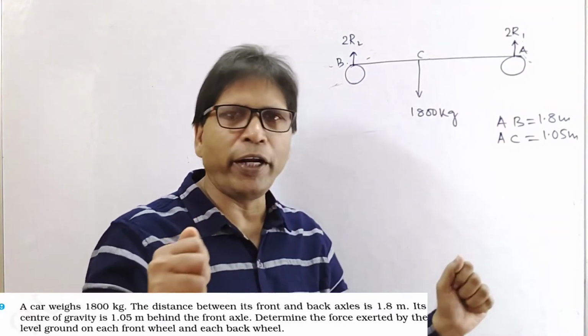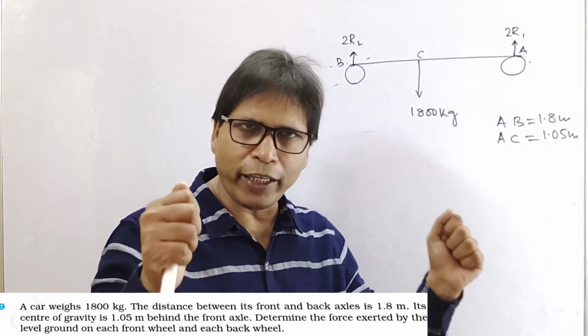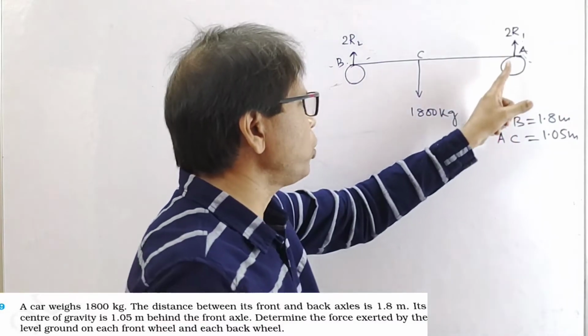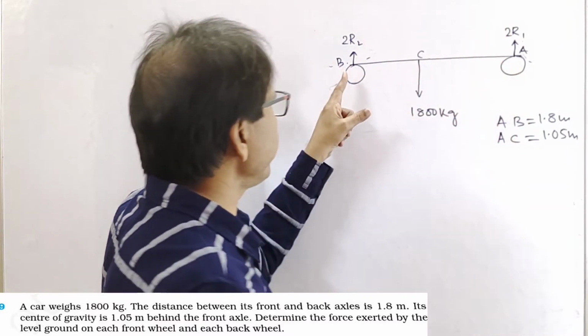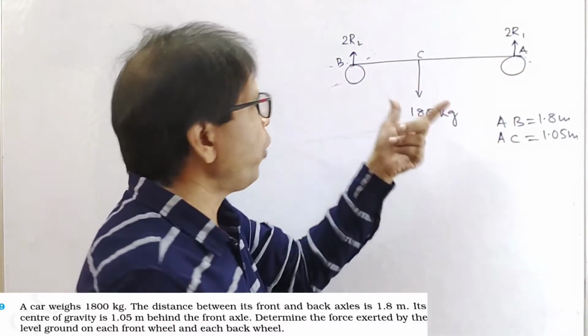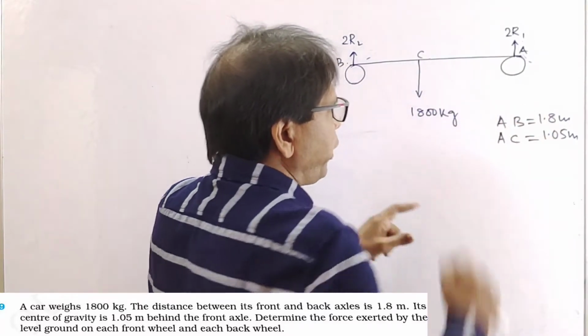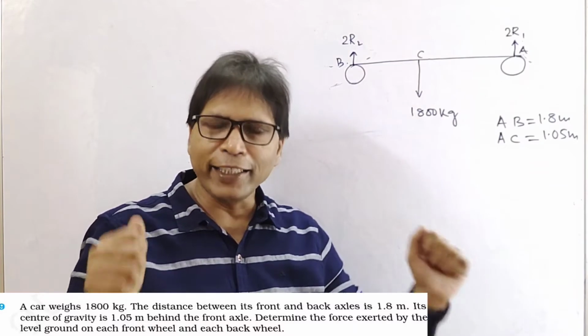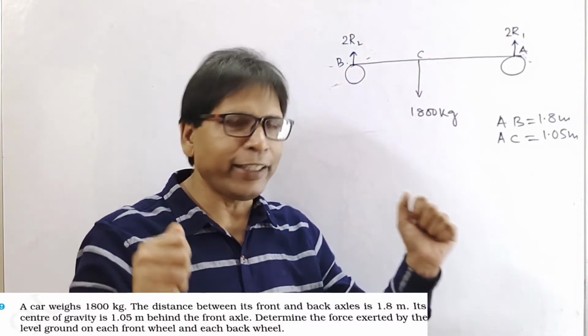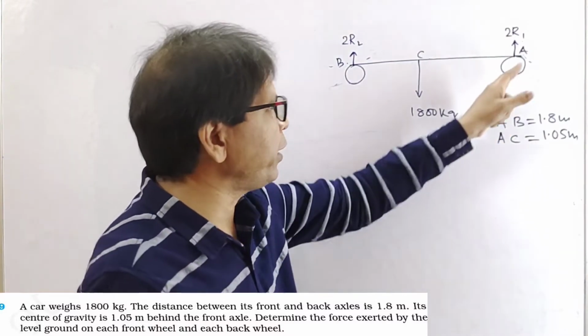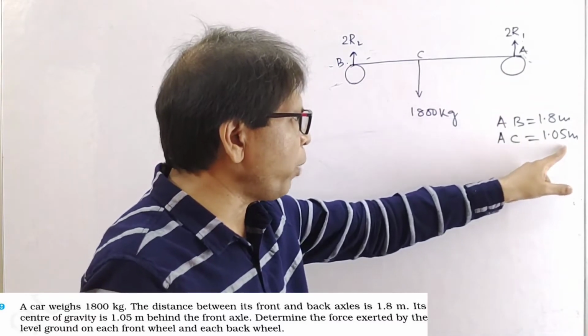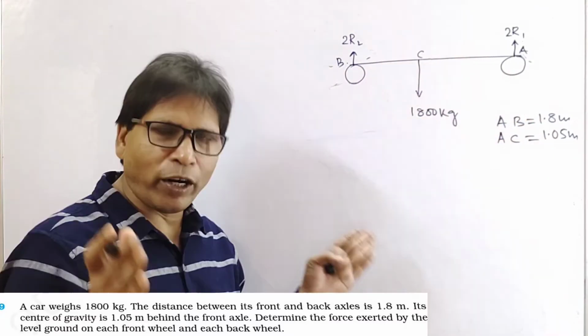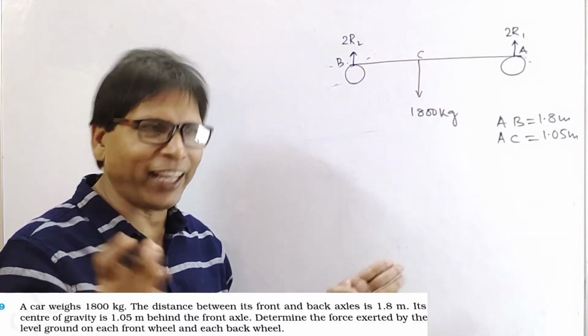We have to calculate the reaction force on each wheel. Here the reaction force is 2R1 and here the reaction force is 2R2. Now AB is equal to 1.8 meter and AC is equal to 1.05 meter. That is, the center of gravity is at a distance of 1.05 meter from the front wheel.